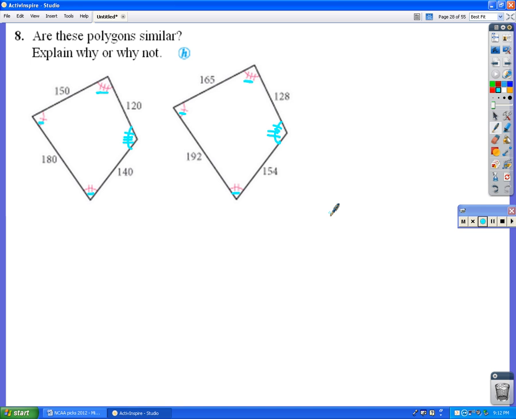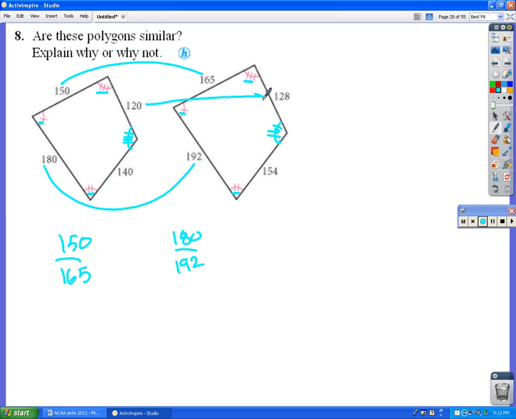Now we have to see if the sides are in the same proportion. So I'm going to compare 150 to 165, and then I'm going to compare 180 to 192, and then I'm going to compare 120 to 128, and I'm going to look at 140 and compare it to 154. What I have to get is, when I divide each one of those, I need to come up with the same answer each time.